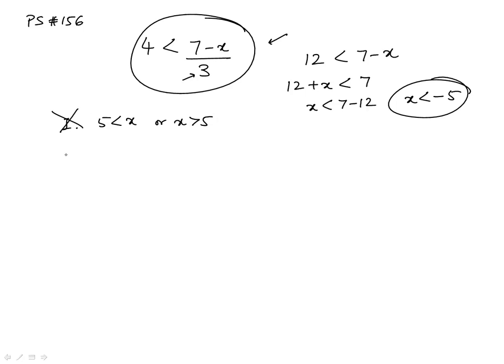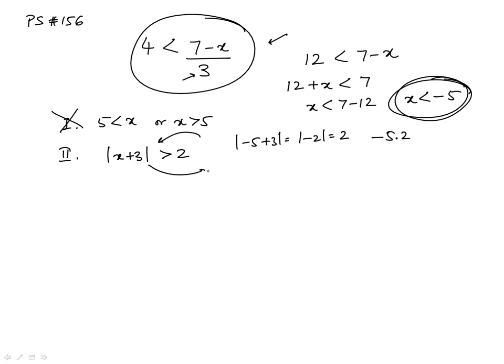So 1 is out. Number 2 is absolute value of x plus 3 is greater than 2. So there are two ways. We can either just look at these values and see if that would satisfy this under all circumstances. One way to do it is when x is equal to minus 5, this is going to be minus 5 plus 3, absolute value of minus 2, which is 2. But if it's a number less than minus 5, for example, let's say minus 5.2, this would be minus 5.2 plus 3, which is absolute value of minus 2.2, which is 2.2, which is indeed greater than 2.